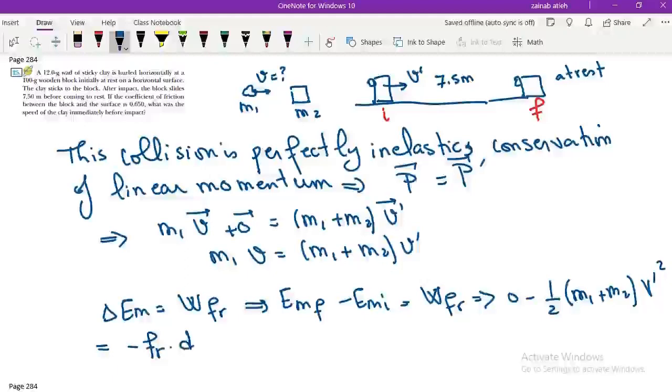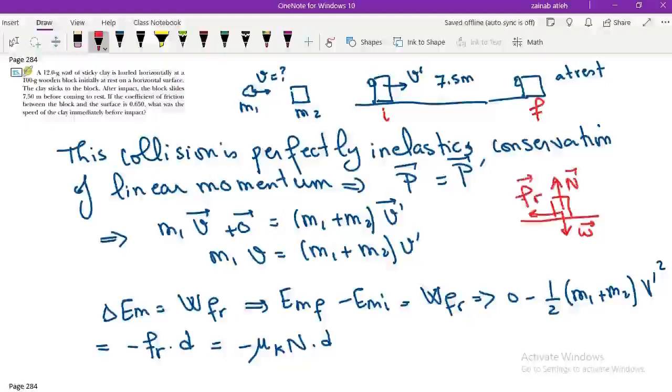Now FR, I don't have it, but I know that when I have this kind of question, I have solved it many times. It's related to mu somehow. It's equal to minus mu K N times D, since I'm in motion. Now what is N? As you can see, the forces acting on this block during its motion, I will draw it here aside: the weight, the normal, and the friction. The box is on a horizontal line, so the sum of forces acting on the vertical is 0. So for sure in this case N is equal to the weight, which is mg.